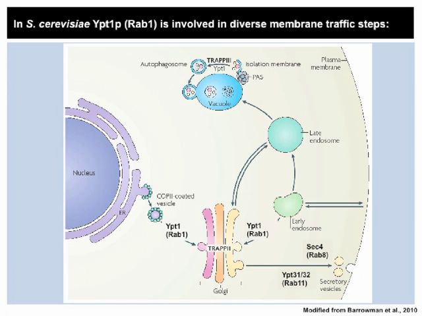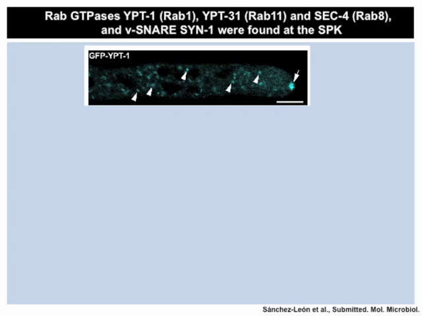YPT1 is one of the RAB-GTPases that participates in several steps of the secretory pathway. It participates in Golgi events, but it also participates in traffic from early endosomes to Golgi. And more recently, it has been found that it also participates in the formation of the autophagosome. And as I mentioned, we've also looked at SEC4 and YPT31, which are both post-Golgi RAB-GTPases, so they are supposed to participate in late steps of the secretory pathway.